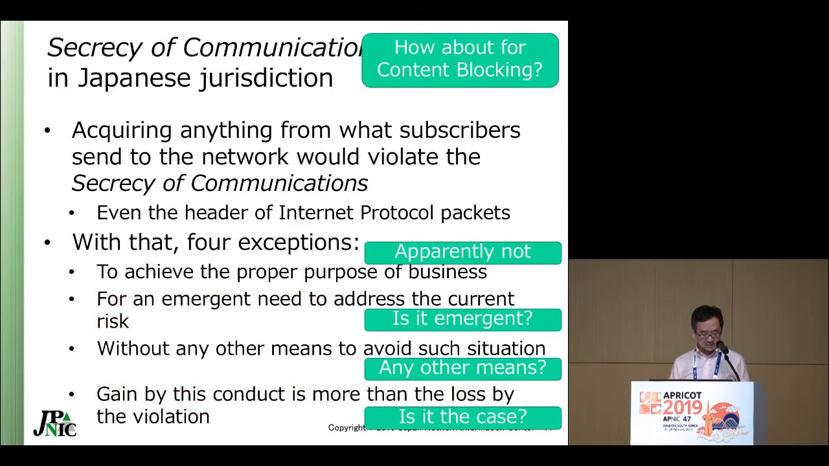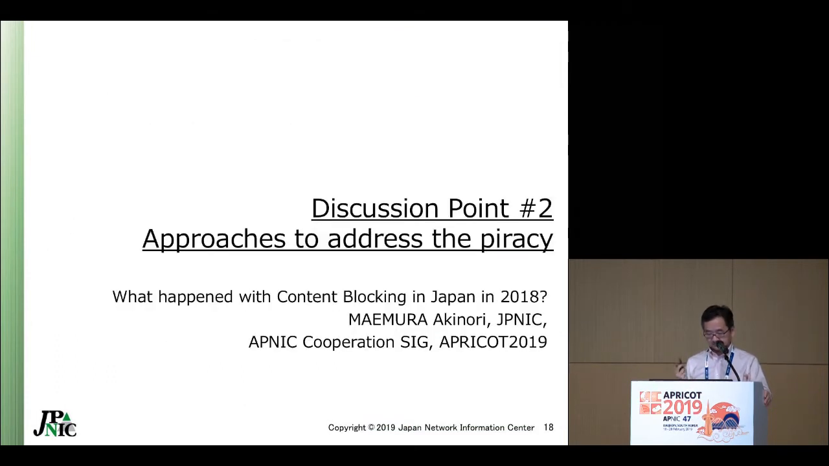Then how about that for content blocking? Is it to achieve the proper purpose of business? Apparently not. And is there any emergent need to address the current risk? Is it emergent to protect intellectual property? And there are many other means to protect that. And then, is the gain by the conduct more than the loss by the violation? So this is the secrecy of communication, which was really heavily discussed last year, mainly among the jurists and the industry players.